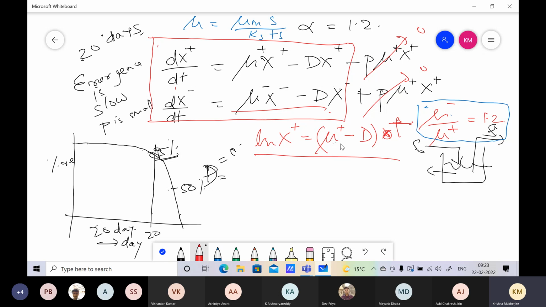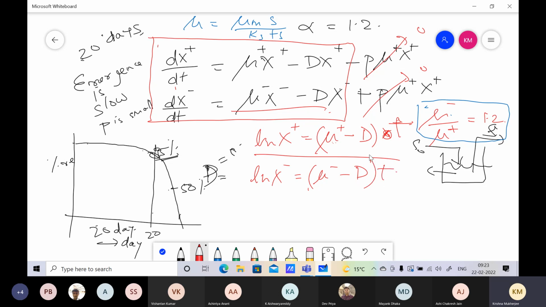Notice I have not brought in substrate. I just showed that the substrate would change very slightly from low concentration to even lower concentration, and mu will be first equal to D and then it will be slower and slower than D. So it will keep on changing. And then ln x minus will also be mu minus minus D into t, but here it will always be higher than D.